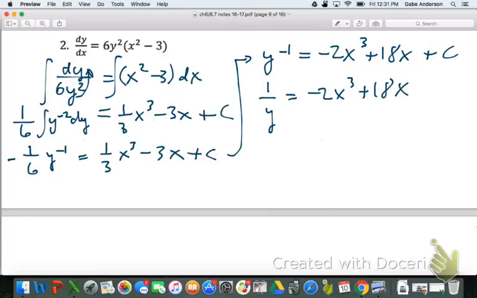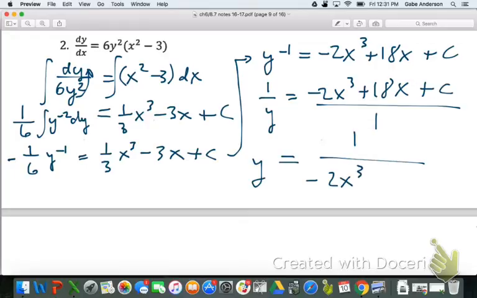Okay, so the final step, I would rewrite this as 1 over y equals negative 2x cubed plus 18x plus c. The goal is to solve for y, not solve for 1 over y. So we've got to flip the left side, right? And if you flip the left side, that's okay as long as you flip the right side as well. And so technically the right side is just all over 1. So this would be y equals 1 over negative 2x cubed plus 18x plus c.